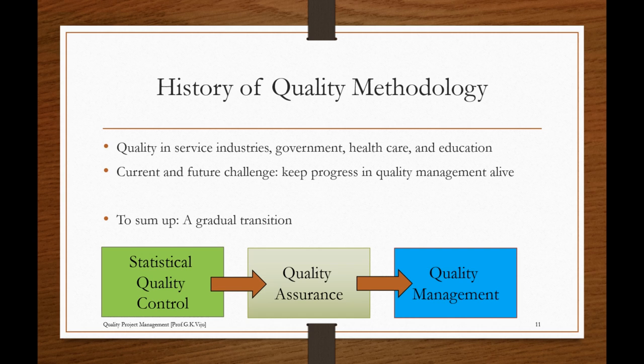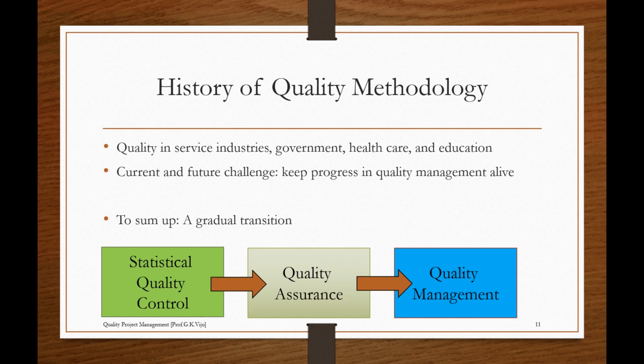To sum up the concept of quality, there is a gradual transformation from statistical quality control to quality assurance to quality management. So what is statistical quality control? It is a method of quality control which employs statistical methods to monitor and control a process. Quality assurance is a way of preventing mistakes and defects in manufactured products and avoiding problems when delivering products or services to customers, which ISO 9000 defined as part of quality management focused on providing confidence that quality requirements will be fulfilled.